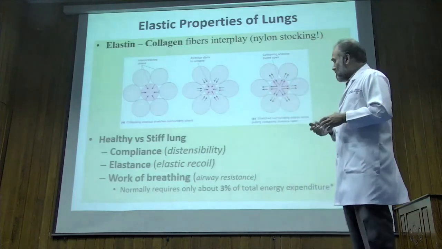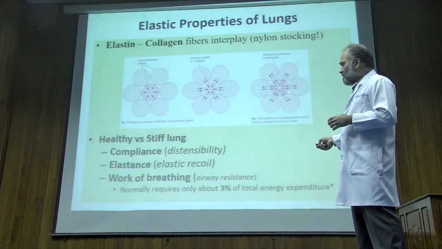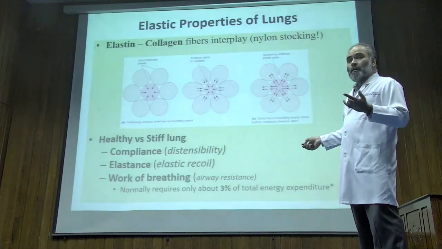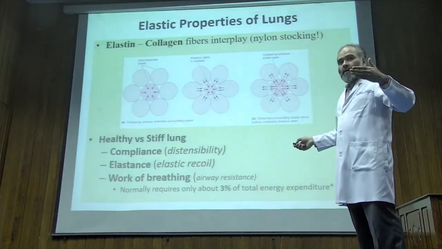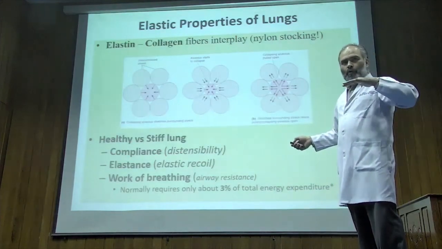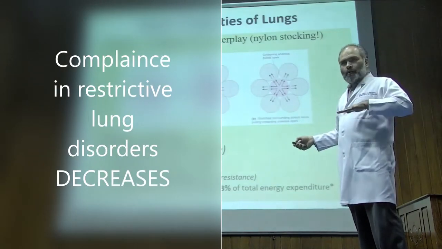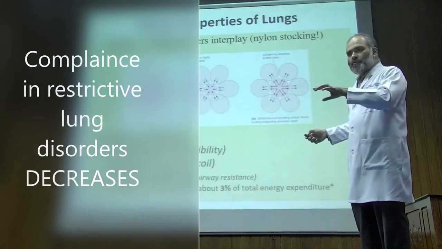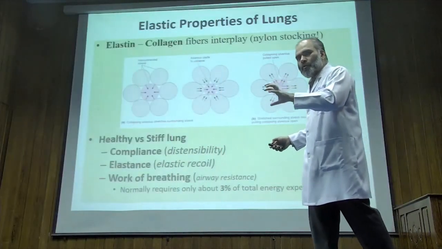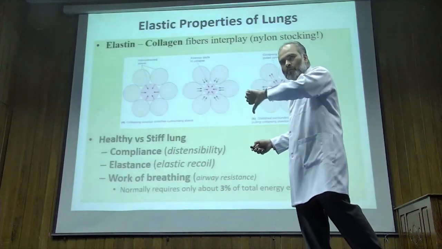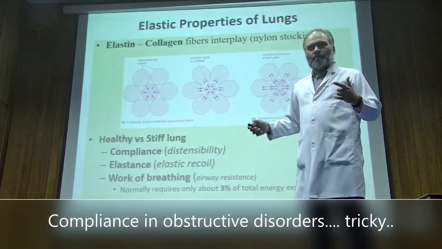Okay. So compliance, roughly distensibility, in a healthy lung has a benchmark. We'll look at it. There are standard values for it. But in a stiff lung, it goes down. So in pulmonary fibrosis and all the restrictive lung disorders, compliance goes down. What about obstructive lung disorders?